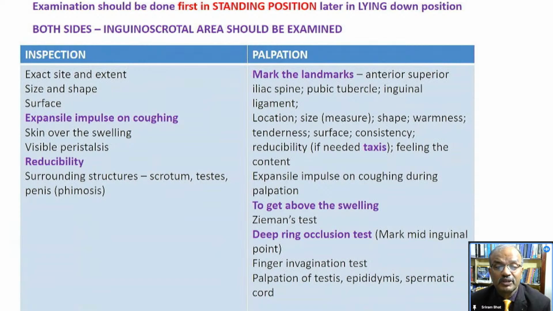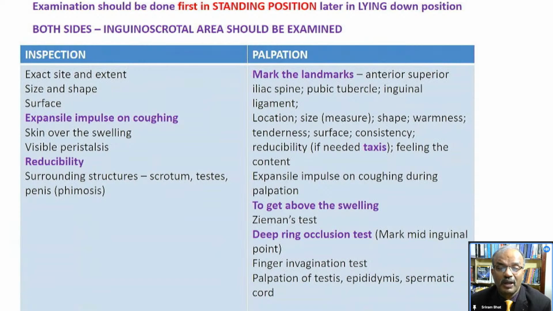These are the landmarks which you always have to remember when you palpate an inguinal hernia. Usually, if the patient allows, you take oral consent. Written consent is usually not taken in our clinical setup. So just inform the patient that you are marking it out: the anterior superior spine, pubic tubercle, and inguinal ligament.